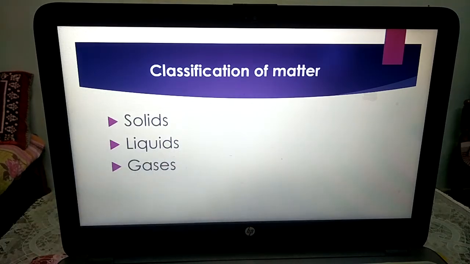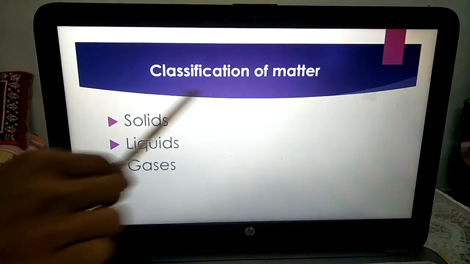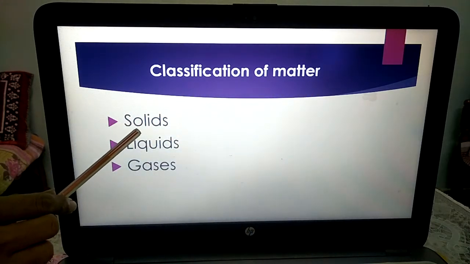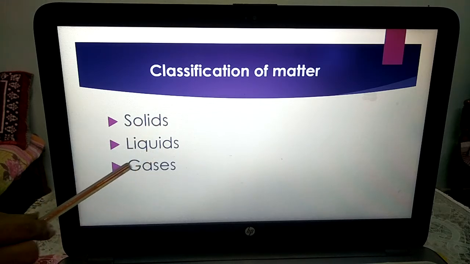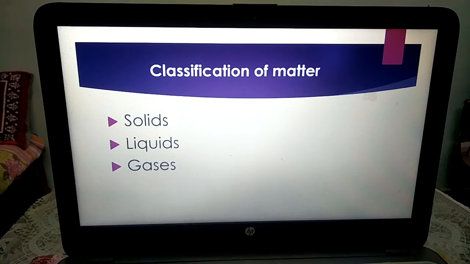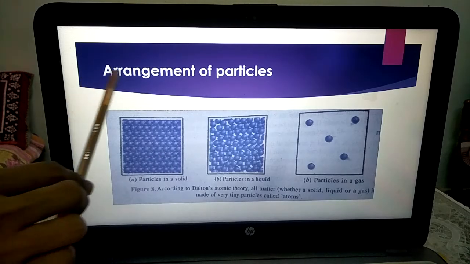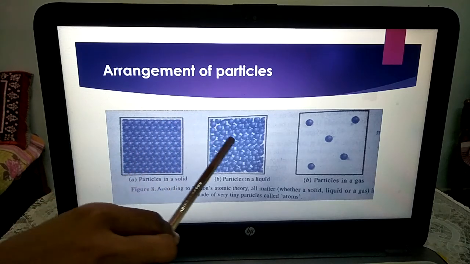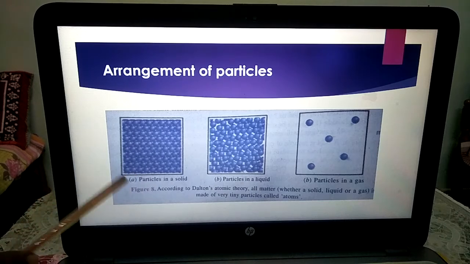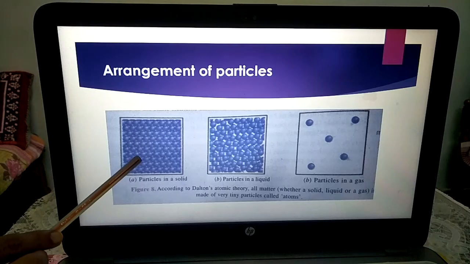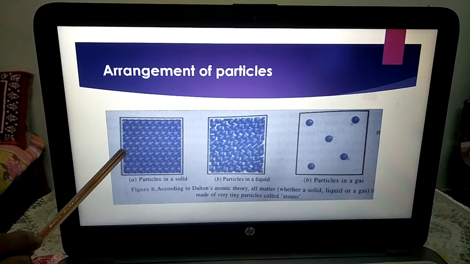Now, classification of matter. This is a physical classification: solids, liquids, and gases. Now you can see the arrangement of particles in solids, in liquids, and in gases. Particles in solids are closely and tightly packed, so that they do not have a single space or void between them, and they don't allow any other particle to enter inside them.